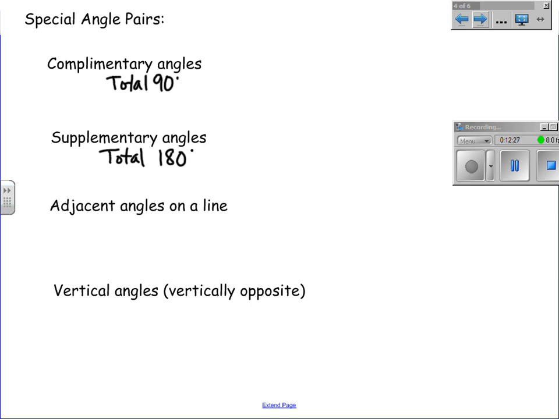Adjacent angles on a line. Draw this picture with me. A freehand line. And off of it, draw a ray. Oh, I thought Ray was going to like that. All right. And that creates 2 adjacent angles on a line, angle X and angle Y. They're called adjacent because they're touching. They share this ray, and they're on a line.